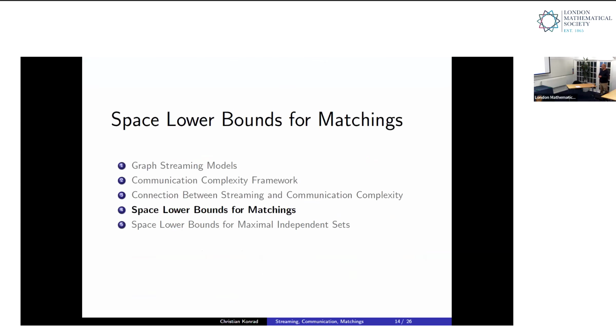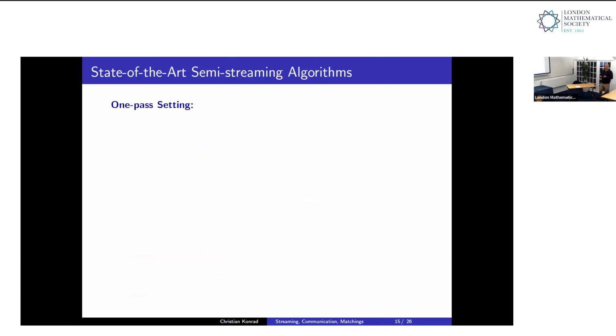Okay. Yeah, so now let's move on to really what the state of the art results on matchings are, and we see how this fits into the picture. So let's first look at this one-pass streaming setting. In the one-pass streaming setting, we've already seen that there is the greedy algorithm that gives us a 1/2 approximation. And it turns out that this, quite strangely perhaps, is still the best algorithm we have for one-pass streaming matching. So it has an approximation factor of 1/2, uses space n log n.